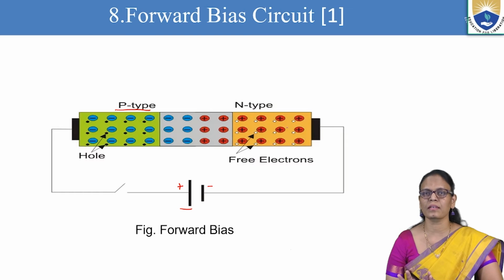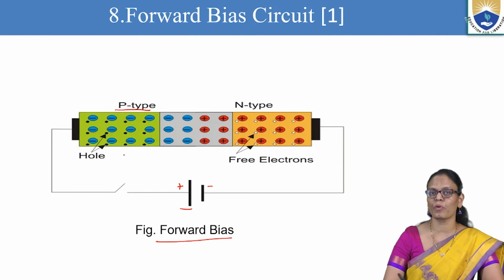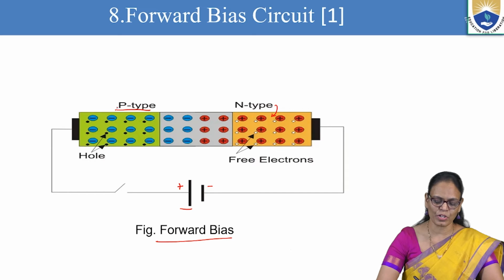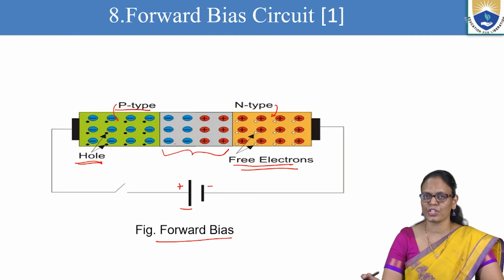Here they are just asking us to draw the circuit diagram in forward bias, so it's very important to show everything clearly. What are the majority carriers in N type? The electrons. Majority carriers in P type are holes. So we are mentioning these are holes, these are electrons, and this is the region where we get the immobile ions because of diffusion.